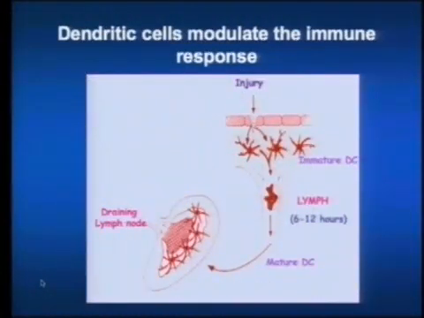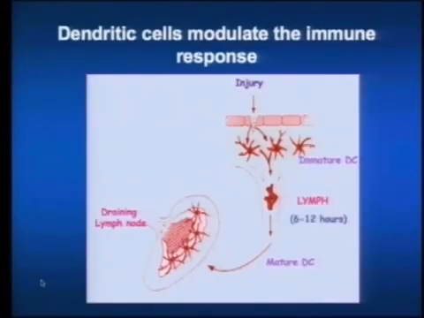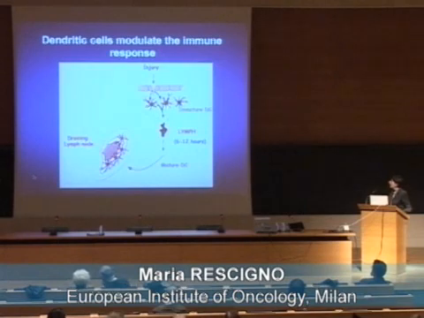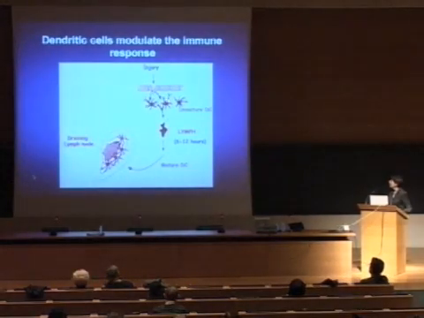So just a very, very brief introduction on dendritic cells, because maybe people are not aware of these cells. These are cells of the immune system, and they are present in peripheral tissues where they sample antigens. For instance, after an injury in the skin, dendritic cells can take up the antigens and undergo a process of maturation, and they migrate through the lymph to the draining lymph node, where they can present antigens to T cells and can initiate immunity to that given antigen.